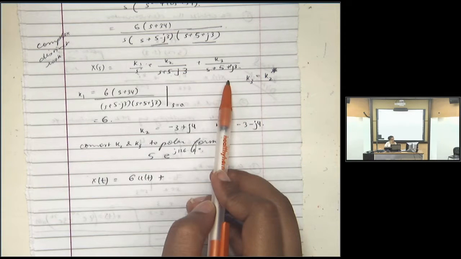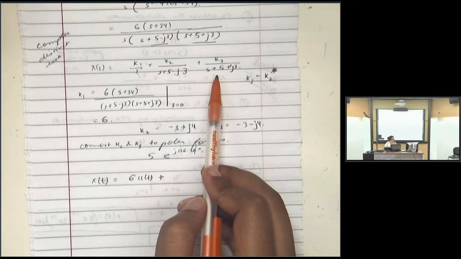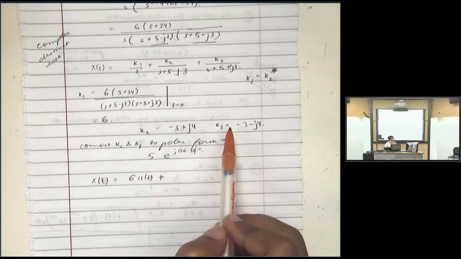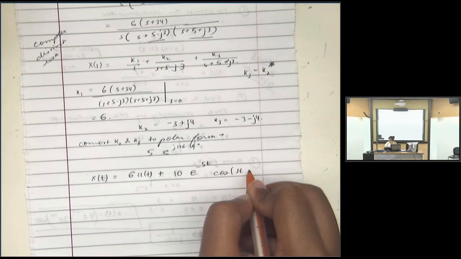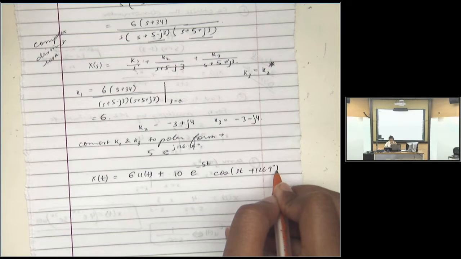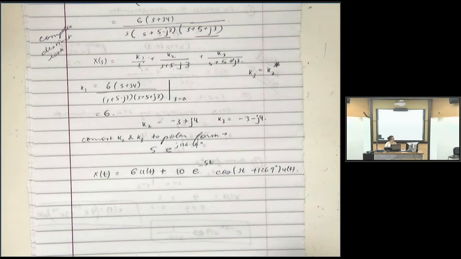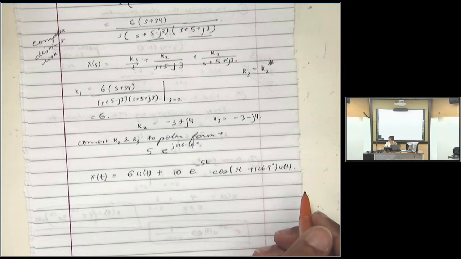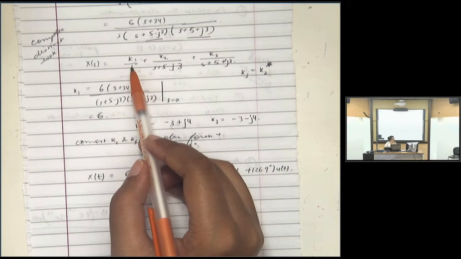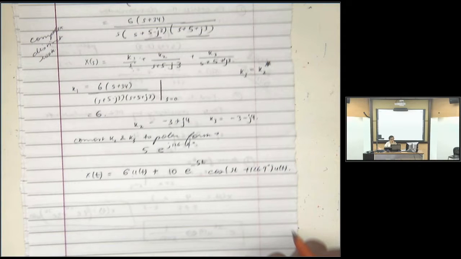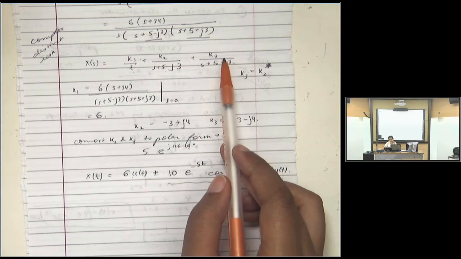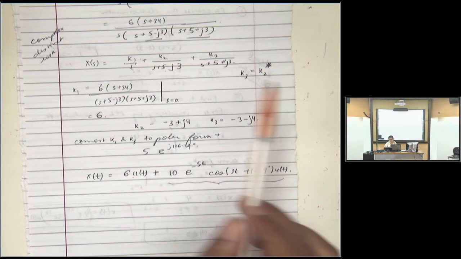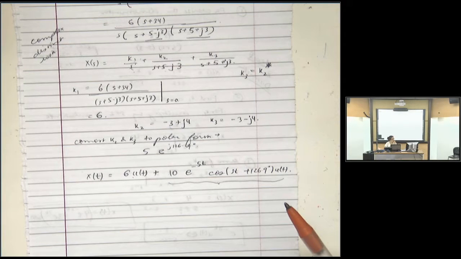this term will give me a complex exponential, and this term will also give me a complex exponential, which will be complex conjugates of each other. When you add two complex conjugates, you'll get a cosine term. So that's how you get 10 e raised to the power minus 5t cos(3t plus 126.9 degrees) u(t). The 6 u(t) is from k1 over s. This term is coming only from k2 and k3, which are complex conjugates of each other, and when you add them, you get a cosine term.